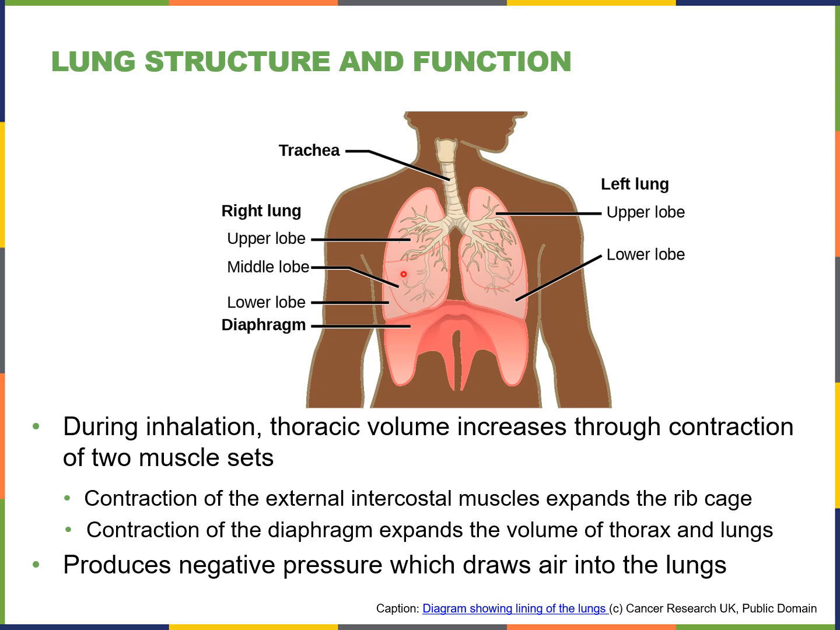And we're going to expand the rib cage by contracting those external intercostal muscles that are in between the ribs. And then also the diaphragm, which is underneath our lungs. We call it inferior to our lungs. It's down here. And when we contract that, that expands the volume of the thorax and the lungs as well. This produces a negative pressure, which means that there's less pressure inside of your chest than outside, which means that it's going to draw the air into your lungs.